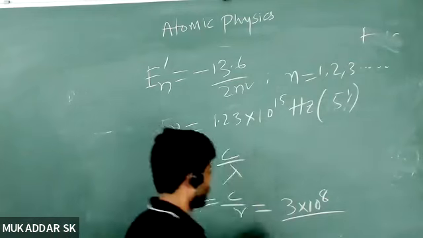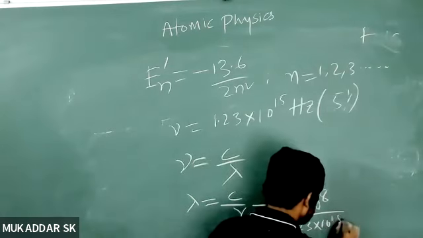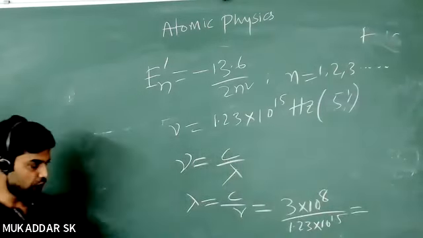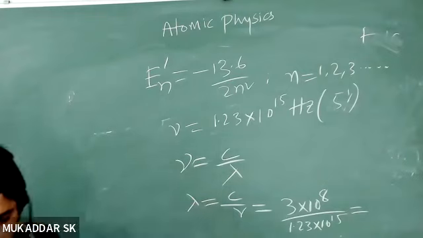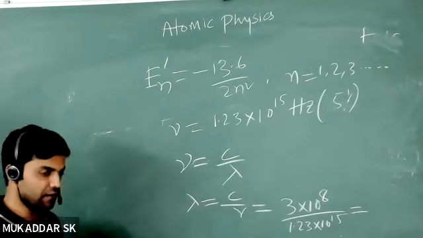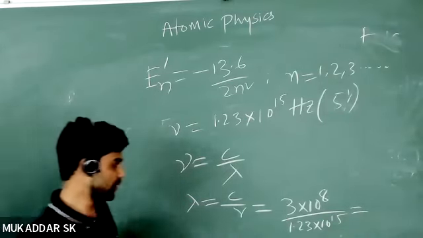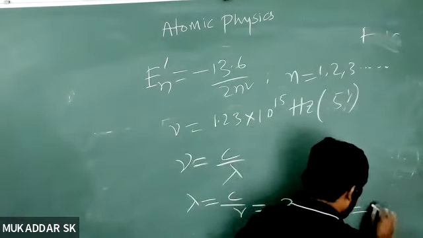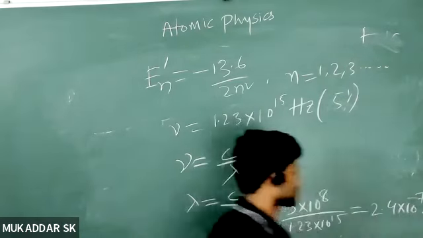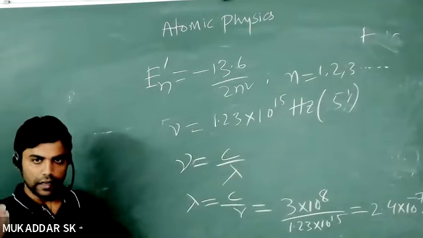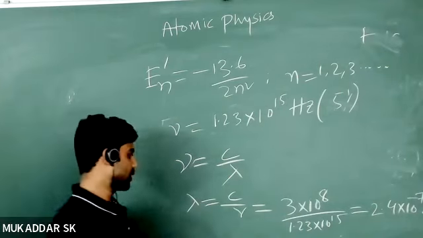You have calculated nu as 1.23 into 10 to the power 15. Can you please calculate it now? Anyone? 2.4 into 10 raised to the power minus 7, right? Everybody agreed in the class? Very good, I appreciate. Now you are enjoying, I hope you are enjoying the class. 2.4 into 10 to the power minus 7 meter. So you have calculated the energy of the Lyman alpha line, frequency, and wavelength. Now can you calculate the radius of the first Bohr orbit?